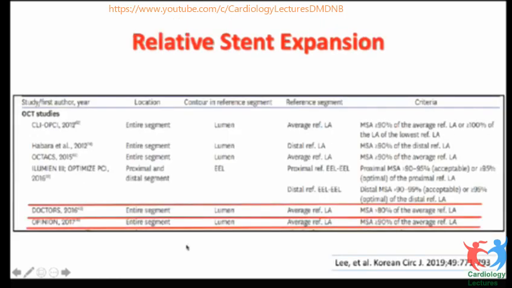So what is a relative stent expansion? There are so many criteria that have been described in literature, starting from more than 80% of average to more than 90% of the distal, or more than 90% of the average, or separately defined for proximal half and distal half, as proximal half more than 90% of the proximal reference, distal half more than 90% of the distal reference. There are so many criteria that have been used in practice.